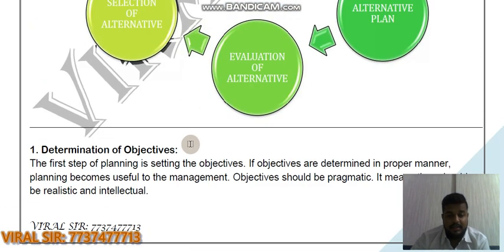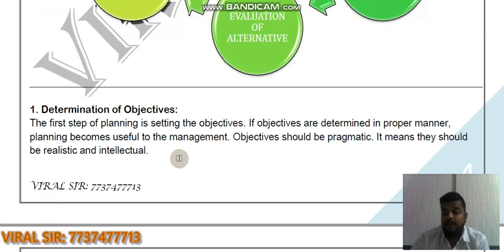So we'll start with the first one. First is determination of objectives, that is setting up of objectives. The first step of planning is setting the objectives. If objectives are determined in a proper manner, planning becomes useful to management. Objectives should be pragmatic, meaning they should be realistic and achievable. The more pragmatic the objective is, the easier the planning will be, and it can become useful for the management.